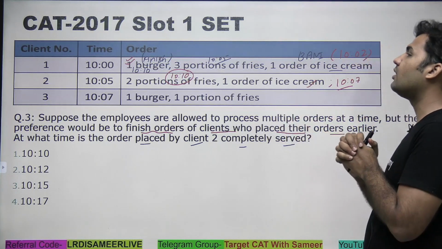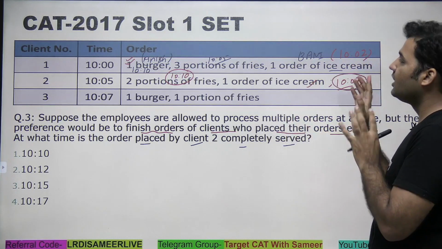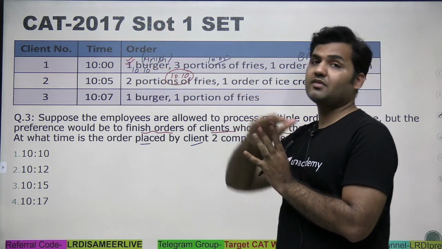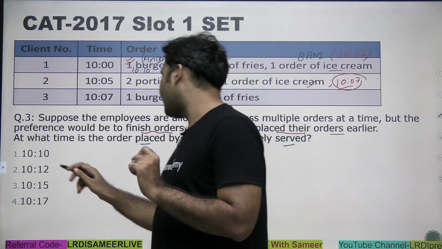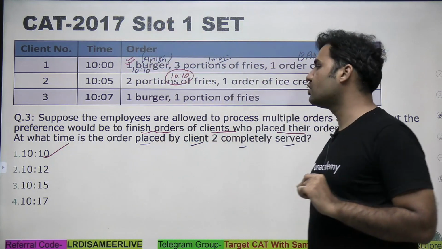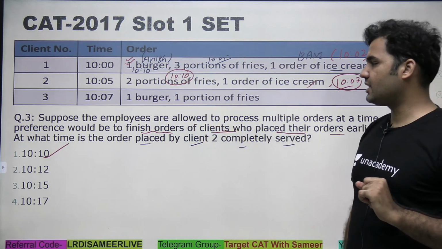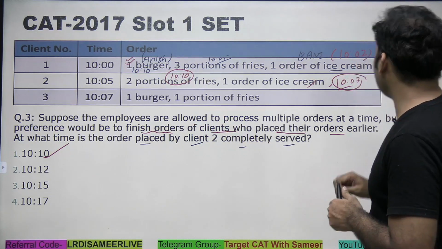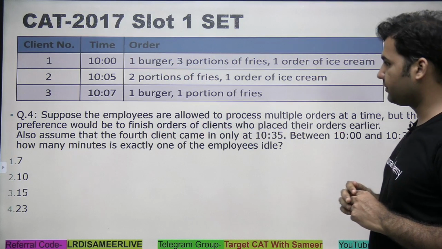because the earliest time by which you can make the order of client number 2 is 10:07. So by the time you serve this order, at the same time you can also serve the order number 2. So the order of the client 2 will be completely served at 10:10. That would be the correct answer of the question. Now let's have a look at question number 4.